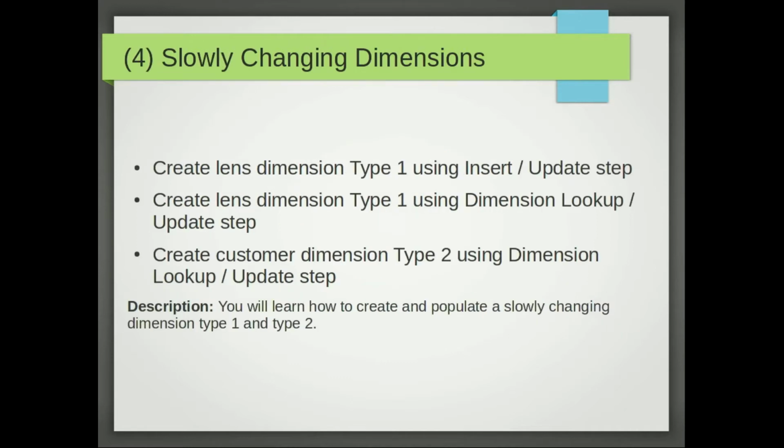In this chapter, you will learn how to populate the slowly changing dimension of type 1 and 2 with Pentaho data integration. In the case of a slowly changing dimension of type 1, we do not preserve any history. So we will apply this method on the lens data, because we assume that if something changes, it will be just a correction of the data. For slowly changing dimensions of type 2, we will be using the customer data, where we want to preserve the history. In an example, we want to see what the previous address of a specific customer was.